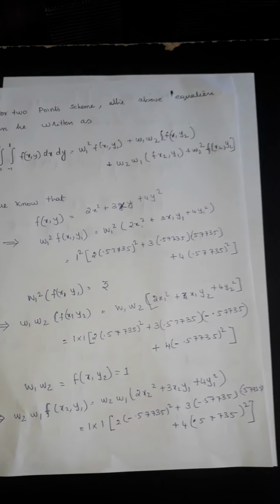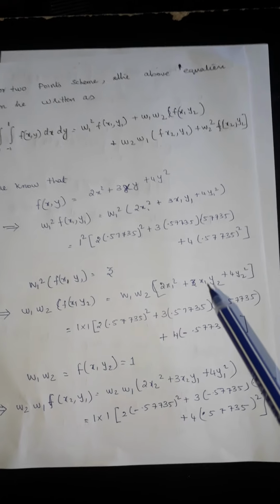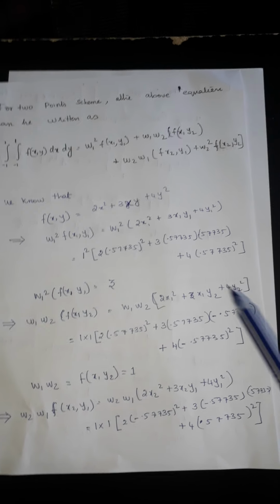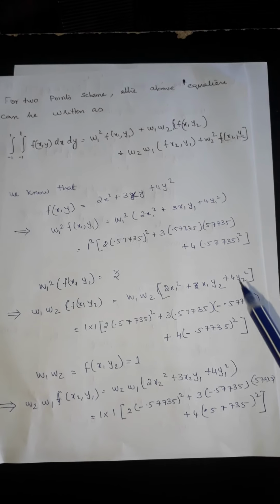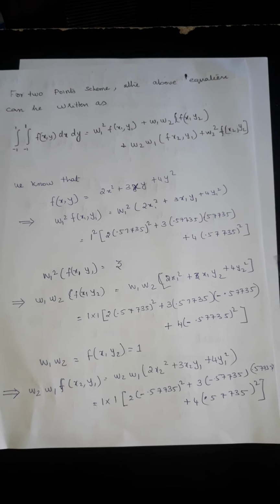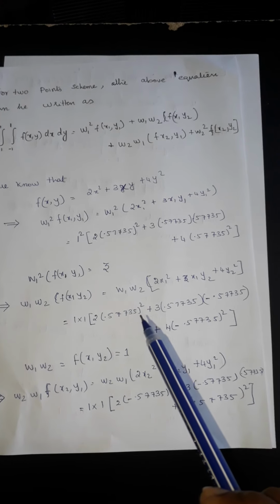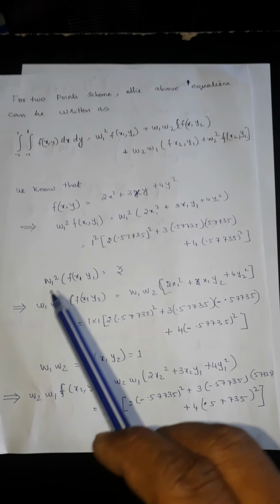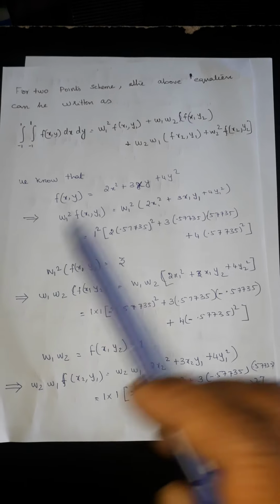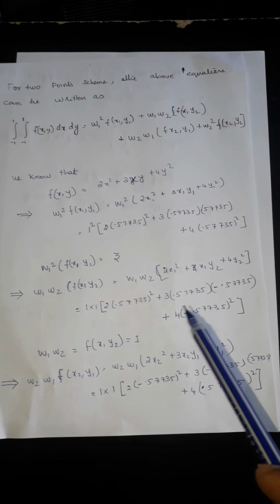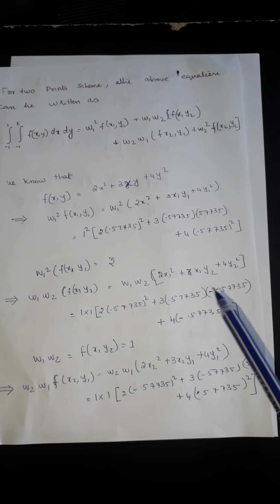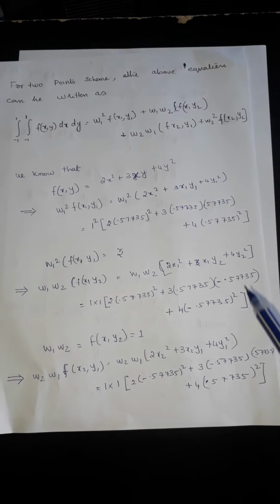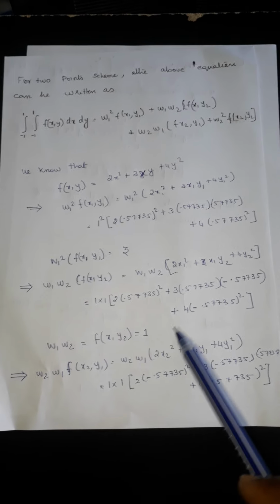So x1 squared, x1 y2, 4y. The x1 value should be substituted here, and the y2 value will be substituted, so y2 will be minus. W1 and W2 are 1, the weightage function, so 1 into 1. Substitute y and x for x1, and you get this value.